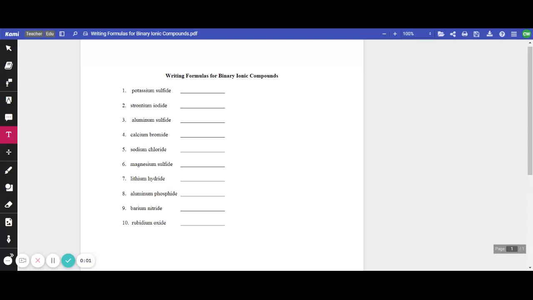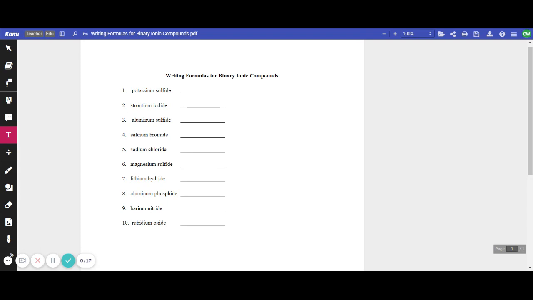Right, so let's see if we can write formulas given names. You'll need your periodic table and those oxidation numbers that we've talked about previously, okay? Then you can work through these, pause, and check yourself if you'd like.